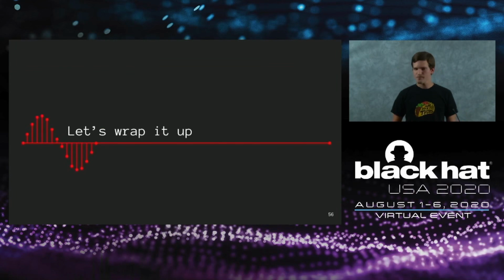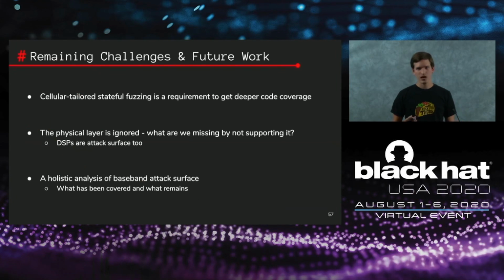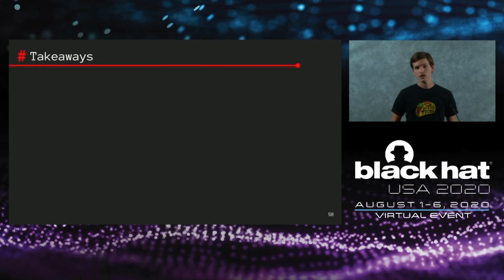So let's wrap things up. There are a lot of remaining challenges and I think future work for this. For instance, cellular-tailored fuzzing would be really cool to get better code coverage. We ignore the physical layer, so what are we missing by not supporting it? I mean, DSPs are attack surface too. And honestly, I would love to see a holistic analysis of baseband attack surface. What has been covered and what still remains?